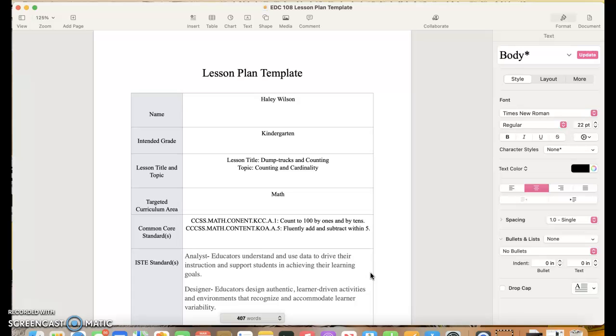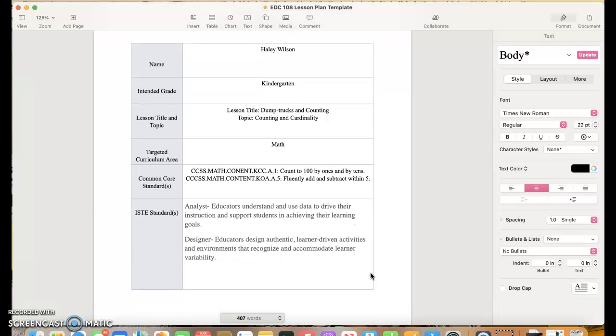My grade is kindergarten. My lesson title is Dump Trucks and Counting, and the topic is counting and cardinality. My targeted curriculum area is math. My Common Core standards are K.CC.A.1, count to 100 by ones and by tens, and K.OA.A.5, fluently add and subtract within 5.